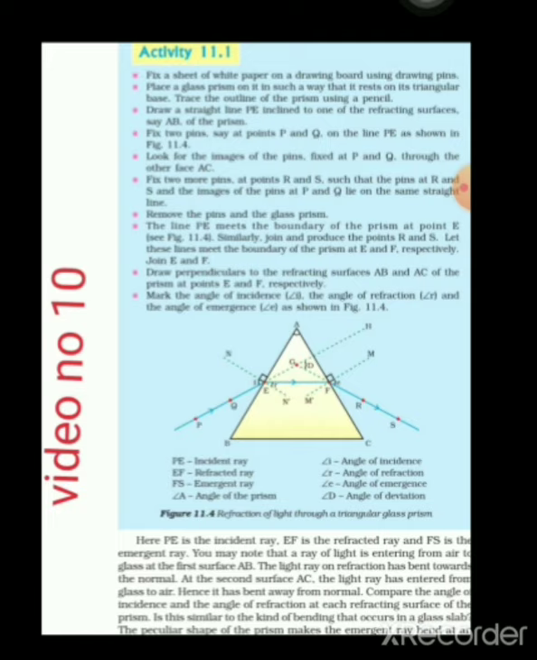We can have a relation: I plus E is equal to A plus D. I is the angle of incidence, E is the angle of emergence, A is the angle of the prism. Mostly we are taking a triangular equilateral prism, where the angle is 60 degrees. And what is D? D is the angle of deviation.